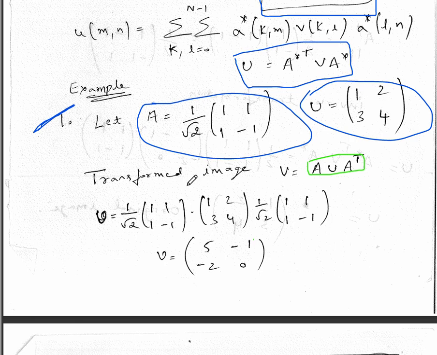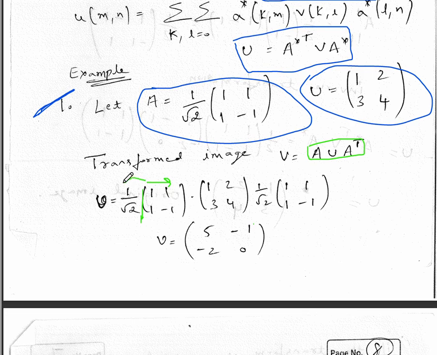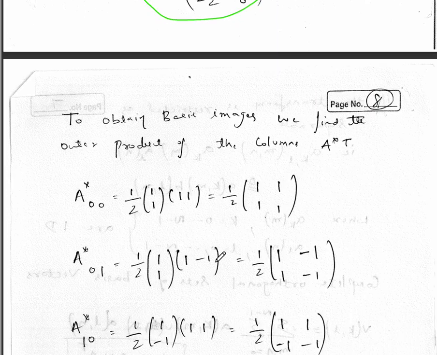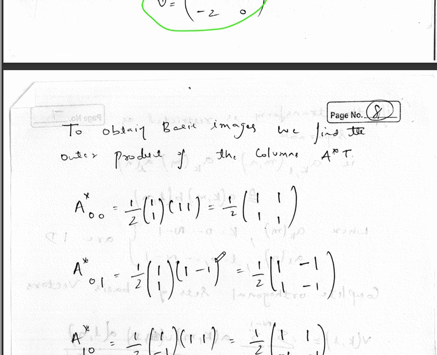Transpose, as you have already studied in maths also, means rows become columns and columns become rows. Then first you have to multiply these two terms, that is A into U, and then the product obtained you have to multiply with A transpose. After multiplying with A transpose, you will get the final value V equals [5 −1; −2 0].